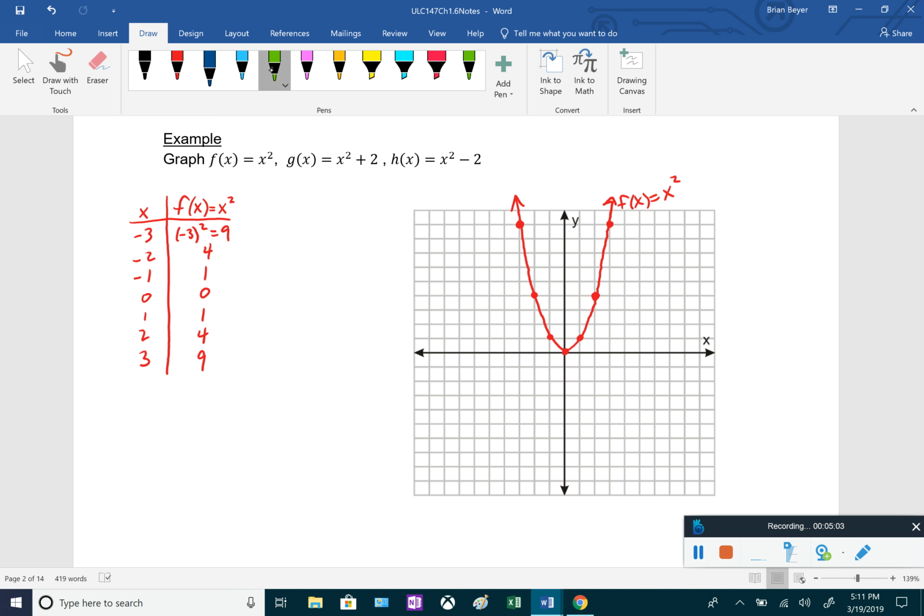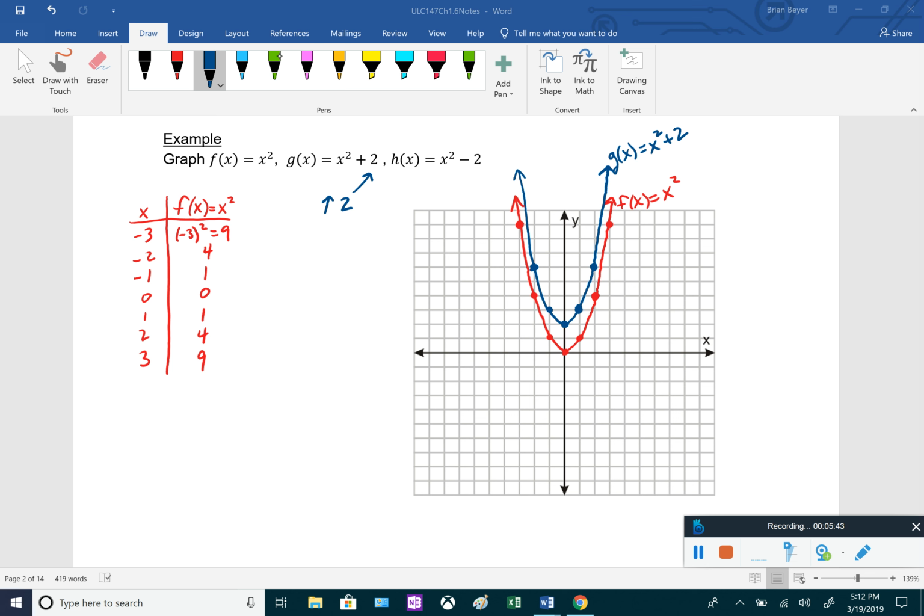For g of x here, the plus 2 is a vertical shift up 2 units. You can see that it's completely after everything. It's just plus 2 after the x squared. So we're going to take every coordinate and move it up 2 units. I'm not going to move the leftmost and rightmost coordinates up because they're going to be off the graph. So I'm moving everything up 2 units. The shape is going to stay exactly the same, and I'll connect those. It's going to look something like that for g of x.